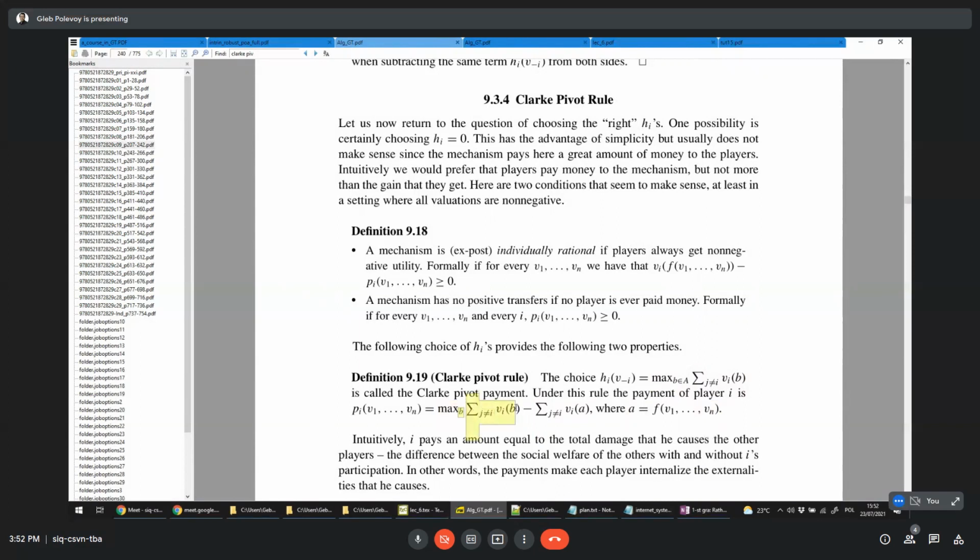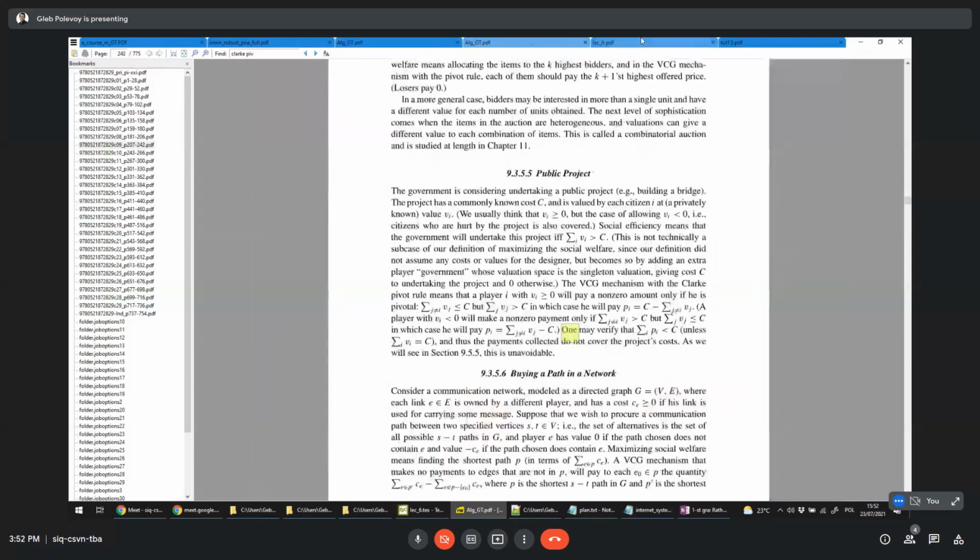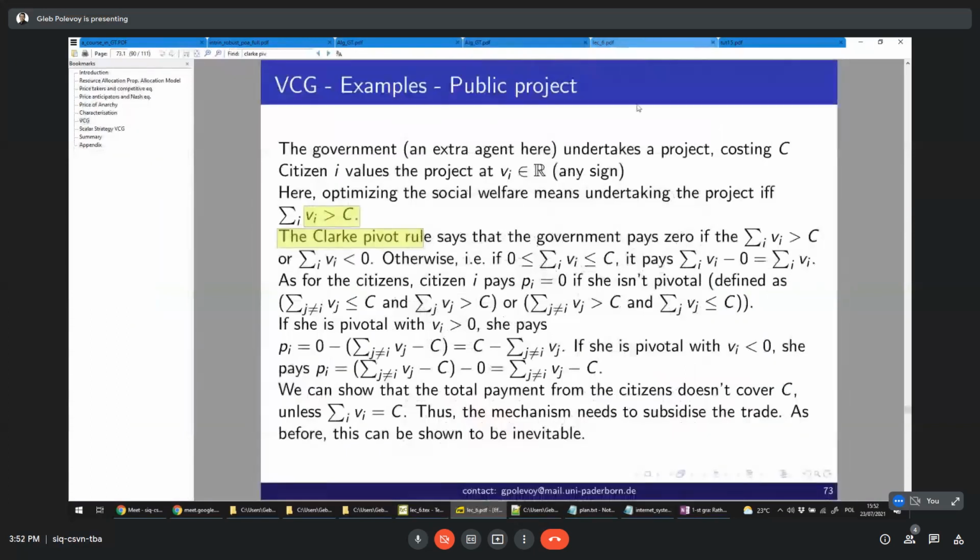Yes. Okay. Now let's move to the exercise. It's a bit confusing, but the exercise, so. What does this Clarke pivot rule tell us if we want to use it here? So what does the government pay? It's also a player here, we said.